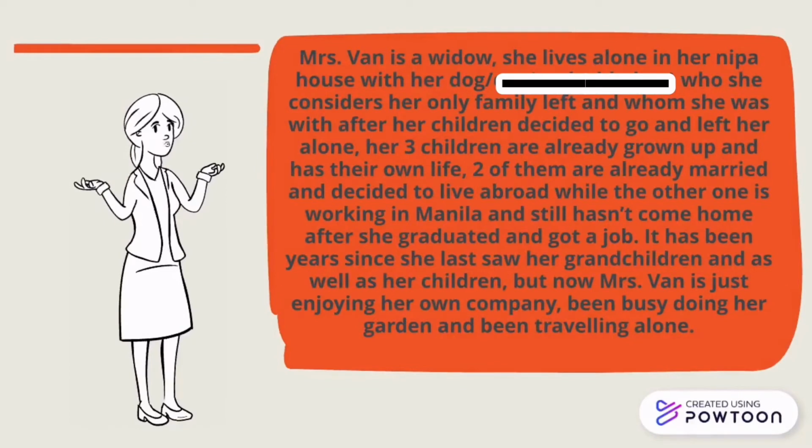Mrs. Van is a widow. She lives alone in her nipa house with her dog, whom she considers her only family left, and whom she has been with since her children left her alone. Her three children are already grown up and have their own lives. Two of them are married and decided to live abroad, while the other one is working in Manila and still hasn't come home since she graduated and got a job. It has been years since she last saw her grandchildren as well as her children, but now Mrs. Van is just enjoying her own company, keeping busy with her garden and traveling alone.